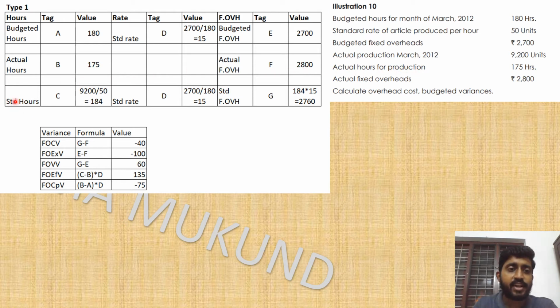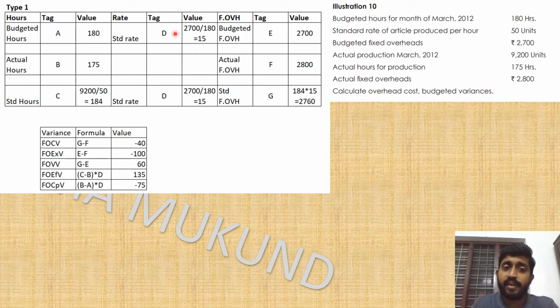The first data that is required is standard hour. What is the standard hour? Standard hour is nothing but the number of hours required for actual production. We have produced 9,200 units, and in 1 hour we can produce 50 units. So 9,200 divided by 50 is going to be 184 standard hours. So budgeted hours and actual hours are given in the question, and standard hours we have found.